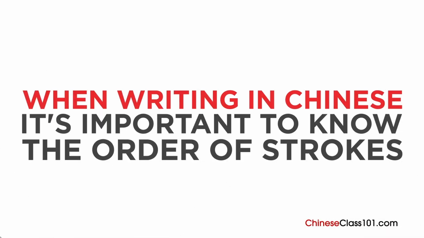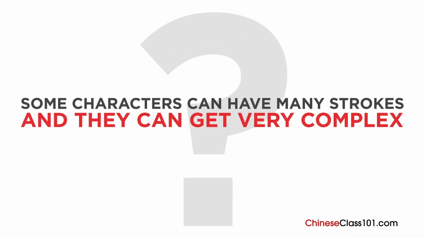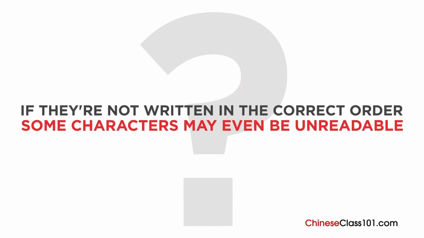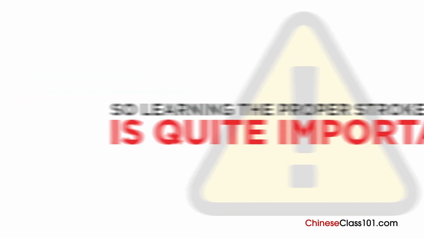When writing in Chinese, it's important to know the order of strokes. Knowing the number of strokes is also important when you look up a word in a radical-based dictionary. Some characters can have many strokes, and they can get very complex. If they're not written in the correct order, some characters may even be unreadable. So learning the proper stroke order is quite important.